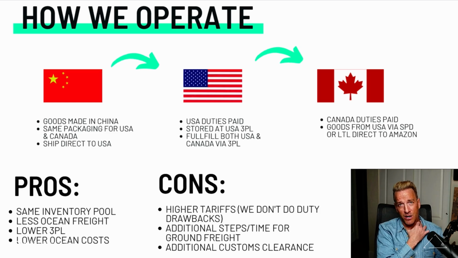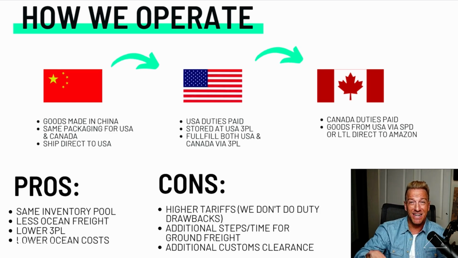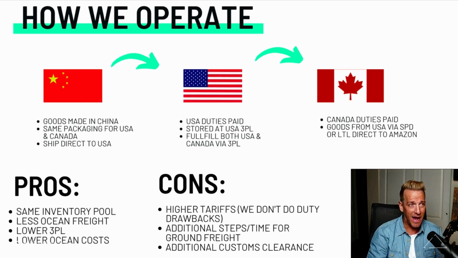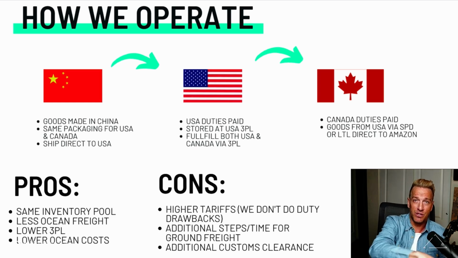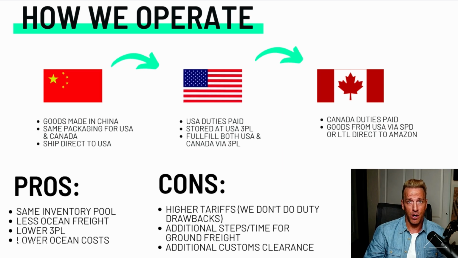We basically have our goods made in China. Same package and everything for the US and Canada, because it's the same FNSKU, it's the same UPC, we don't need any new packaging. And then we basically ship those goods directly to the US, typically via ocean. We then have US duties paid on those goods, depending on what the HTS code is. And then we fill both of our US orders into Amazon warehouses in the US, as well as the Canadian warehouses.